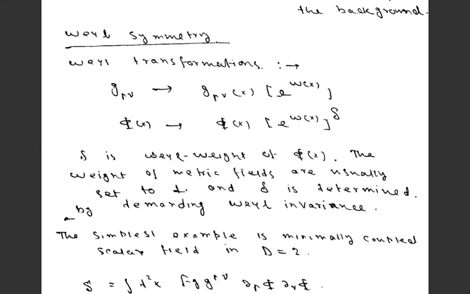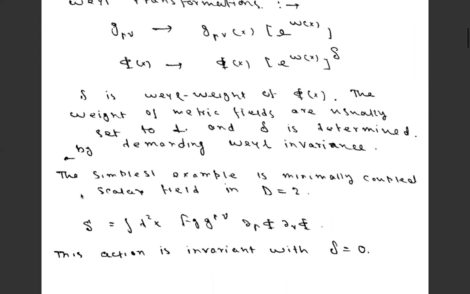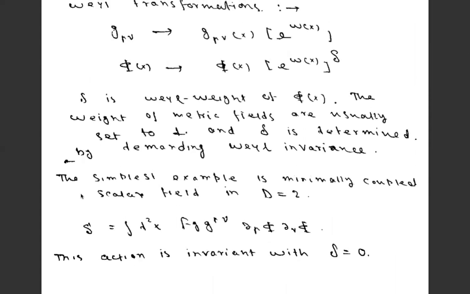The Weyl weight of the metric is usually set to 1, and then demanding that the whole theory, the action, has to be Weyl invariant, we can determine the value of delta. That depends on the theory, on how the matter fields should scale under Weyl transformation in order to make the theory Weyl invariant. The simplest example of a Weyl invariant theory would be a minimally coupled scalar field in D equal to 2.